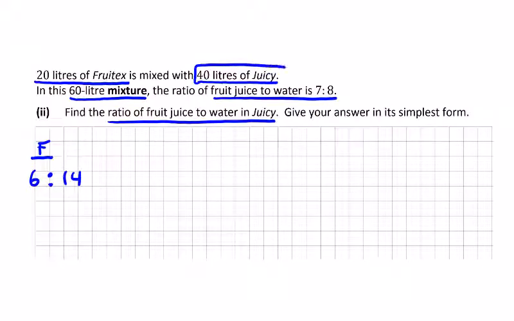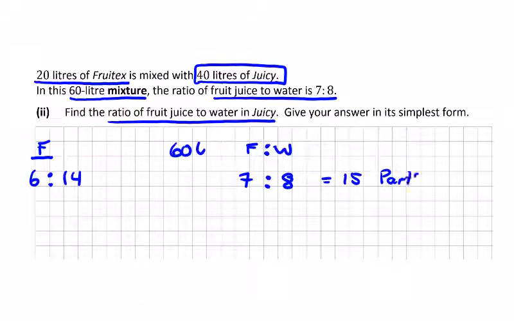So we've 40 liters of Juicy as well. And in this 60 liter mixture, the ratio of fruit juice to water, a lot of F's going on. Fruit juice to water in this 60 liter mix is 7 to 8. That's equal to 15 parts. So if we want to get 60 liters or 60 parts, we'd have to multiply by 4. Build your way up. So 7 fours, 28 liters of fruit juice. And 4 eighths, 32. 32 and 28 is 60.